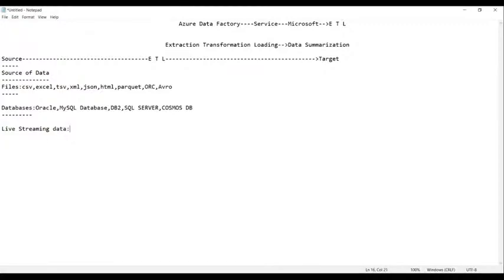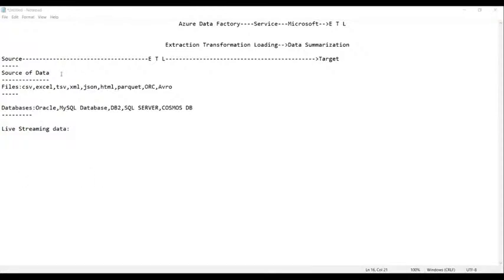Live streaming as a source. Many sources are there, but these are the three sources which we can majorly get here. We can get the data from files, from databases, and from live streaming data. These are all the sources of data.